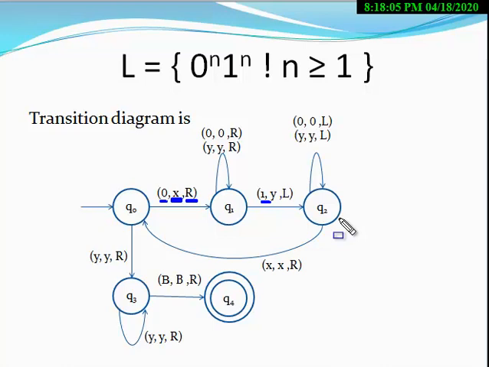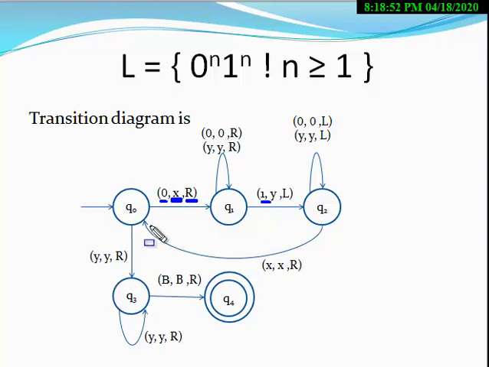So when the machine moves in the left direction, the tape symbol which may appear on the tape will be either 0 or Y. When 0 or Y appears, the machine only moves in the left direction. So the machine moves only in the left direction at the state Q2 until it encounters the X tape symbol. As soon as the machine encounters the X tape symbol at the state Q2, the machine changes its state to Q0.